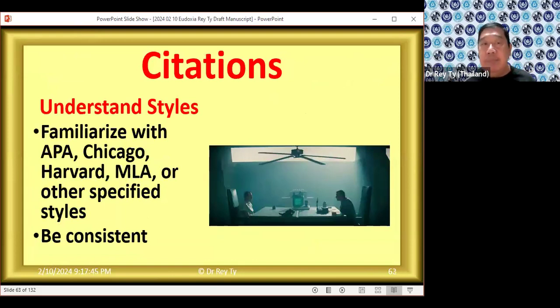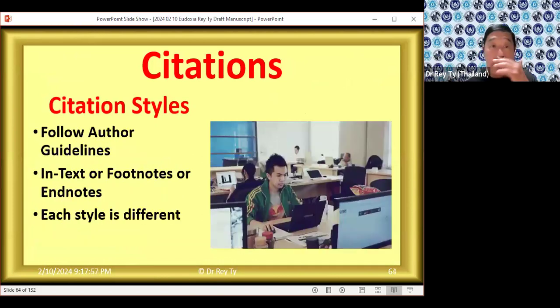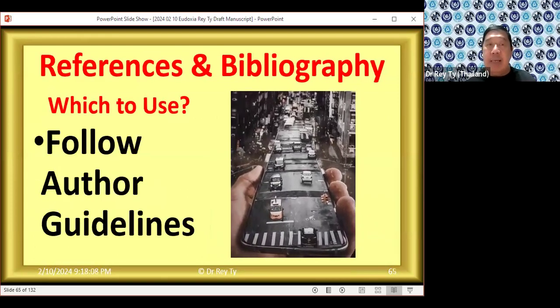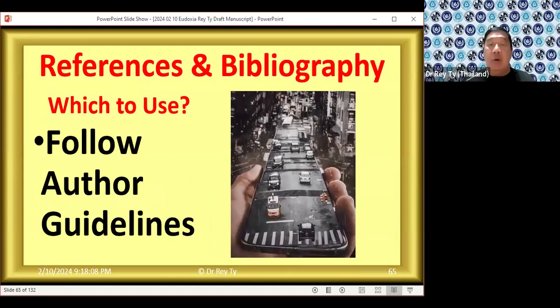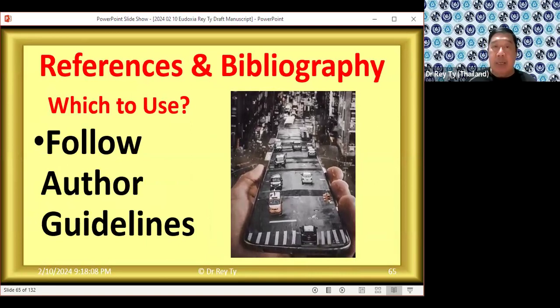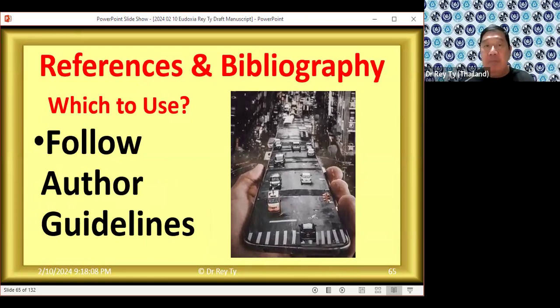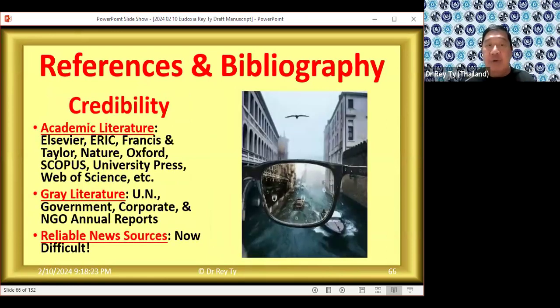And understand the style, what style is required. Is it APA, is it Chicago, Harvard, MLA? But be consistent when you use it and follow author guidelines. Do they want in-text citation, or do they want footnotes, or do they want endnotes? And each style is different. And always follow the guidelines of the journal or of the book to which you're submitting your article. Do they want references or do they want bibliography? They are not the same. Okay? Bibliography and references are not the same.